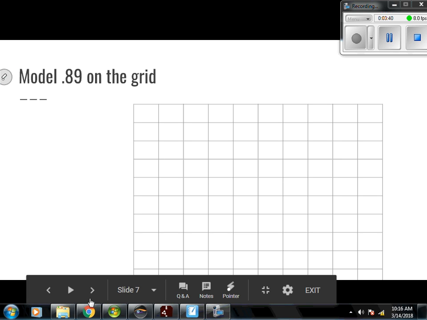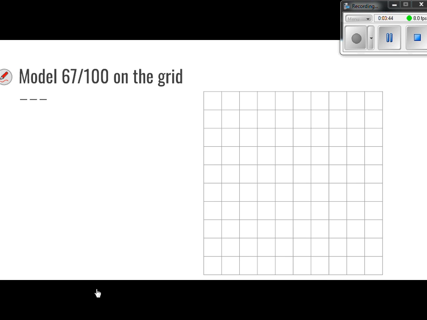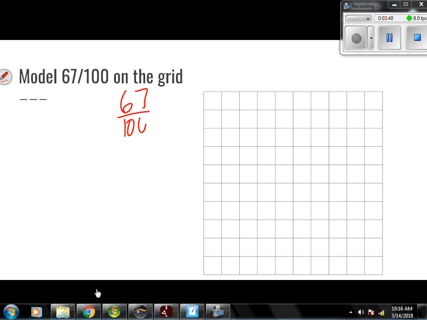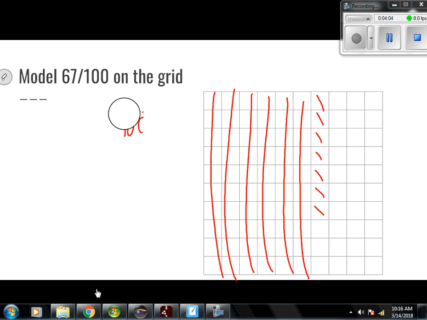Look at the next one. 89 over 100. Yes. So let's look at this one. Just like what you said, 67 hundredths. How many would I shade out of the 100? 67. Here's 10, 20, 30, 40, 50, 60. 1, 2, 3, 4, 5, 6, 7. 67 hundredths.